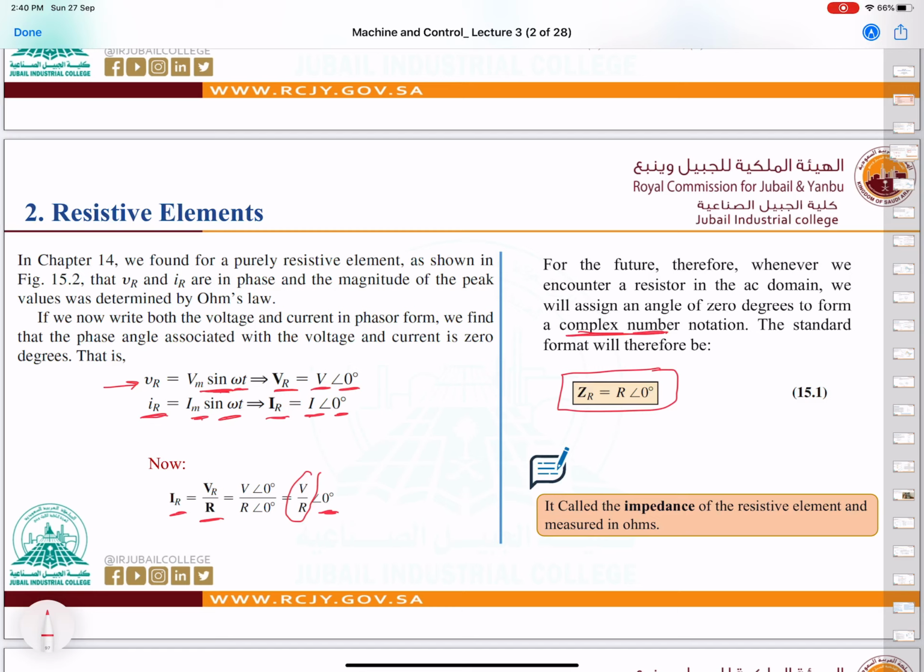Before, in DC circuits, we know that the value of the resistor is only a number, okay? Now in AC circuits, we have a number and an angle, which is 0 for the resistance, as we know. This is called the impedance ZR, okay? It is called the impedance of the resistive element and is measured in ohms. That we already know, inshallah. We are going to explain more about it, okay?